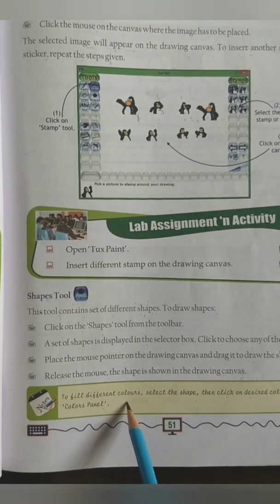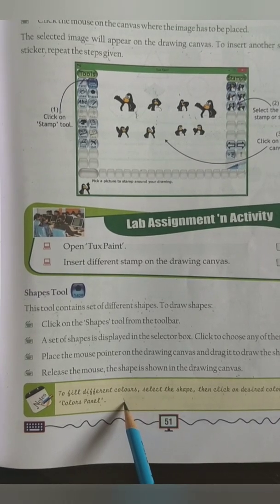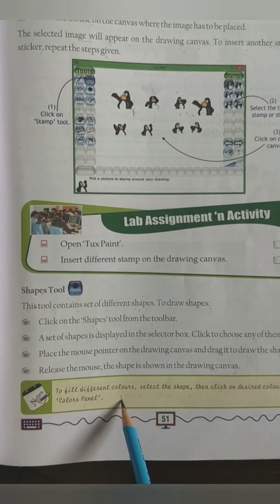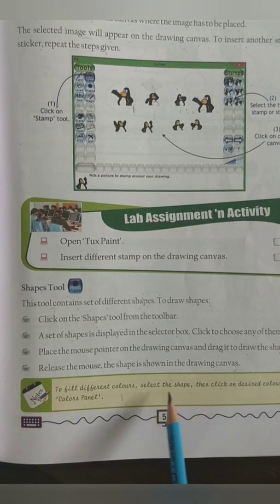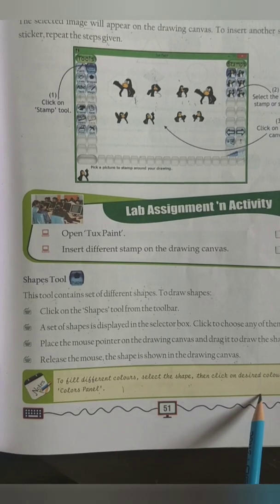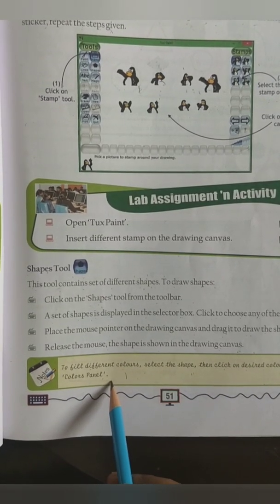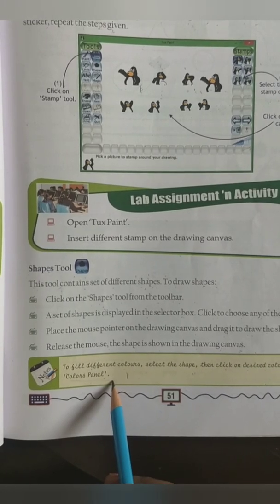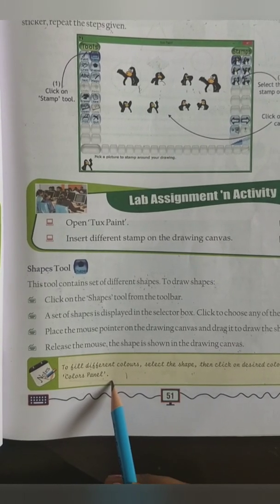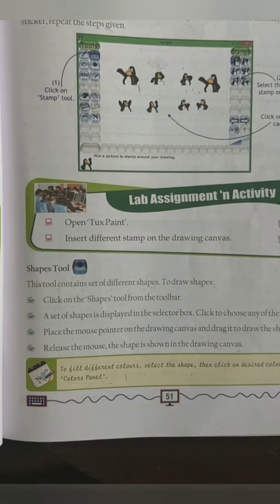Now if you have to draw the shapes of different colors, by default it is black. But if you have to draw in different colors, what you will do? First you will select the shape and then you will click on the desired color that you wish to use from the colors panel. And hence the selected color will be applied to the selected shape and that will be drawn in the drawing canvas. Okay children?